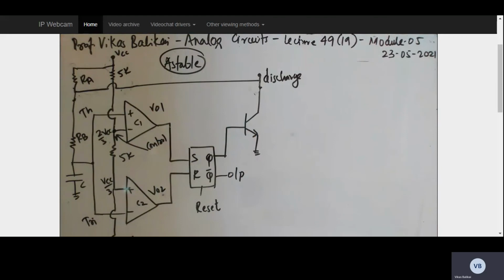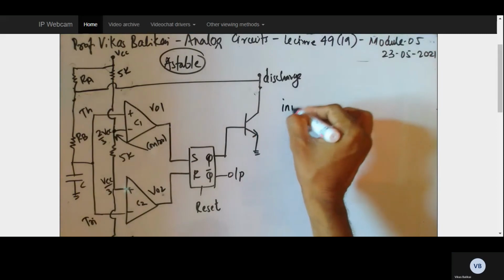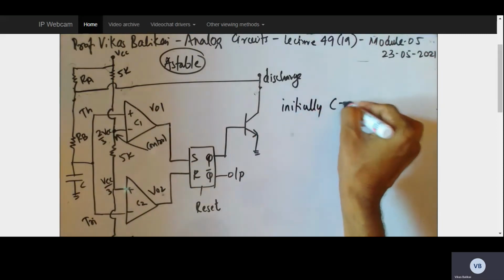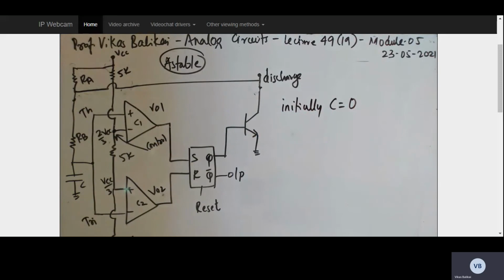Now, let's start with the working of this astable multivibrator concept and understand how exactly it is going to work. Like I was telling, it has no stable state; it has a free running state based on the charging and discharging action of my capacitor, and accordingly it ensures the waveforms are generated. Now, let's understand the working. Initially, let's assume the capacitor charge to be 0, or the capacitor is completely empty.